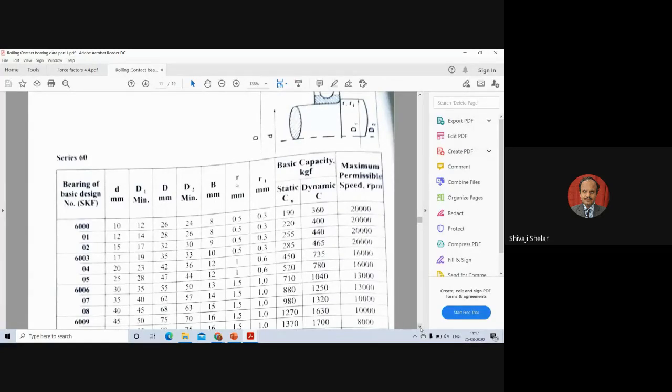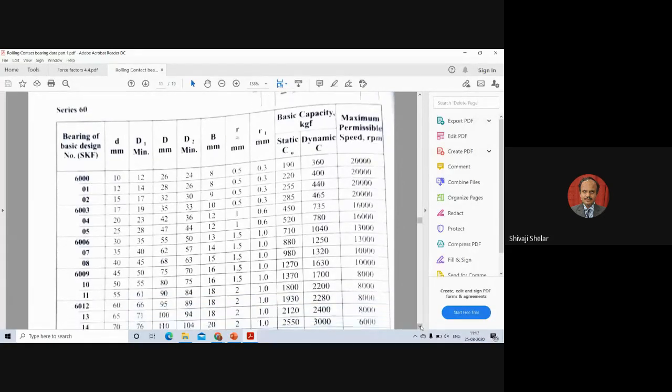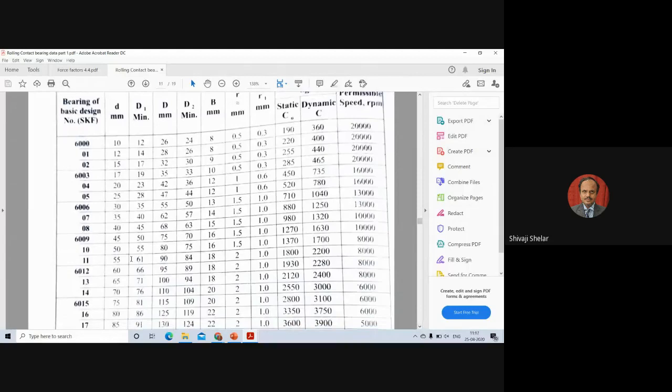So you have to look at the column d here for 60 mm. Where the 60 mm is, it is here. So my designation for the bearing should be 6012. Suppose I am selecting a bearing from the 60 series, then my SKF designation for the bearing is 6012. So I will select this bearing 6012 having 60 mm bore diameter.